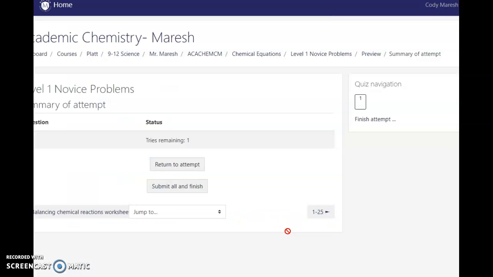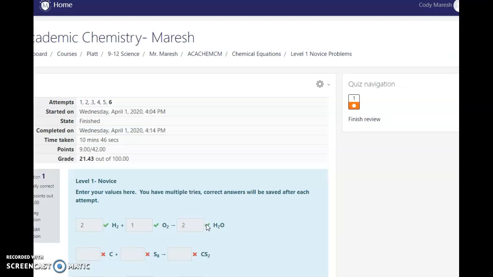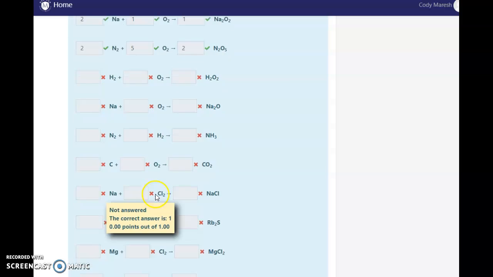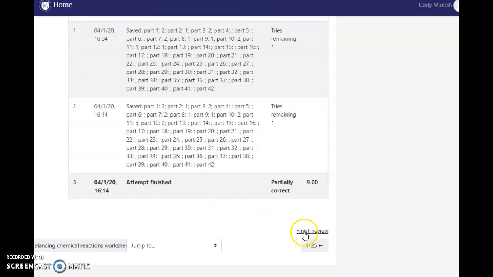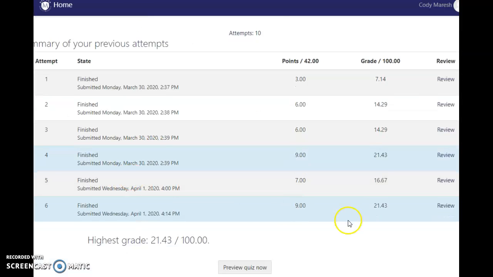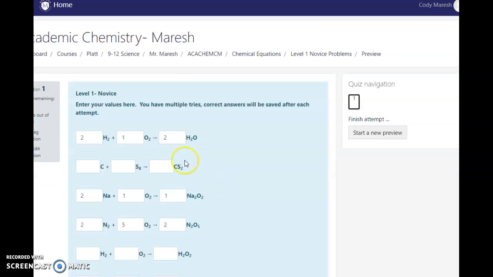See if those are correct. And I see that we entered everything correctly, and we got those answers right. Now, when you do this, you have as many attempts as you need to get your answers. So here's the attempt we just did. I'm going to preview the quiz now. My answers from before are still in there.